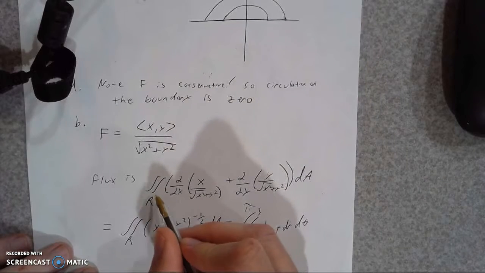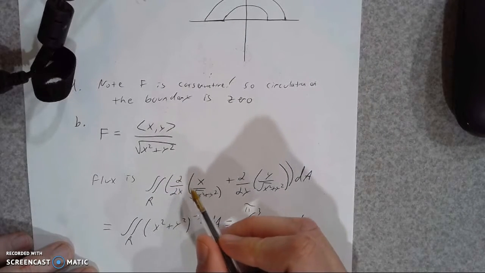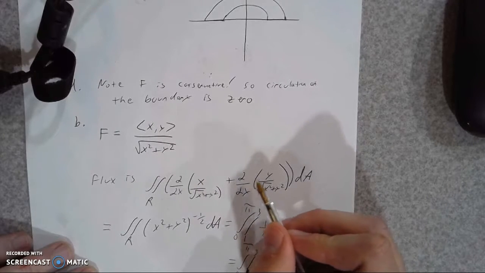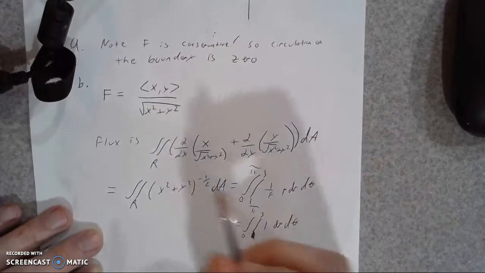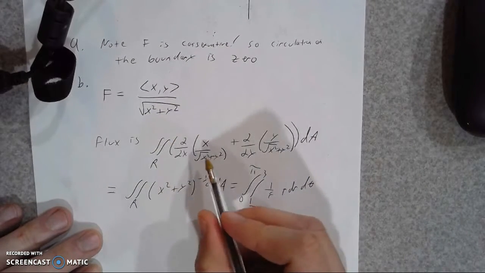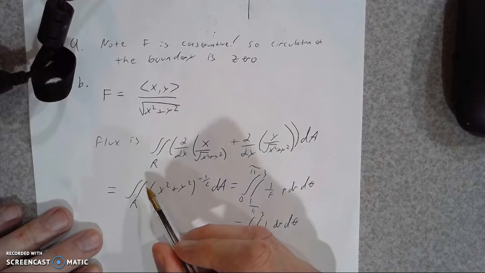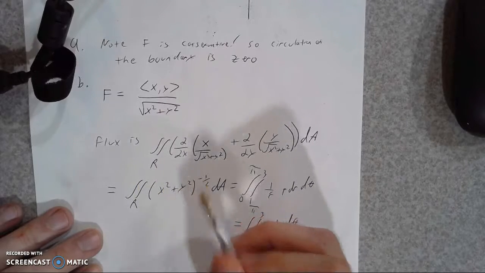So the flux then becomes the double integral over our region of the partial with respect to x of x over the square root of x squared plus y squared, plus the partial with respect to y of y over the square root of x squared plus y squared, dA. This becomes a little bit of work to sort out, but it turns out to be the double integral over the region that we have of x squared plus y squared to the minus 1/2.